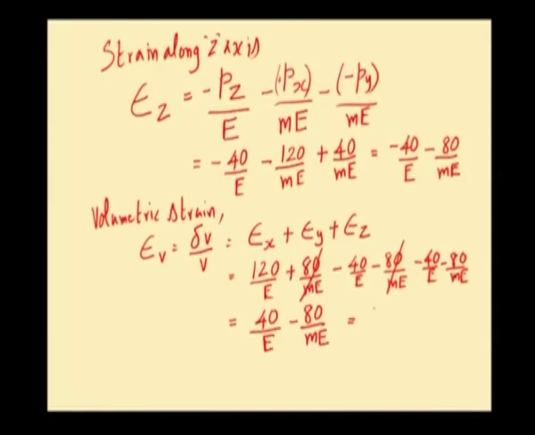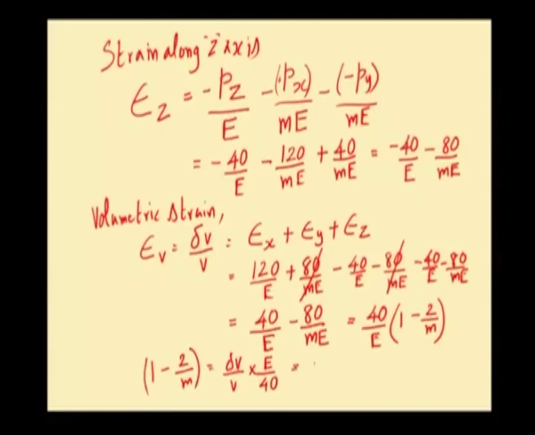So, this will be 40 by E can be taken out, 40 by E into 1 minus 2 by M. So, this is the volumetric strain, delta V by V. From this we shall get the value of 1 minus 2 by M alone. So, 1 minus 2 by M will be delta V by V into E divided by 40.